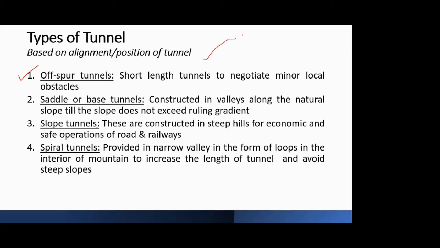So if you have a huge mountain, and the topography is such that, if you see it in 3D, I am showing you the front view. If you see what the extent of this mountain behind is, it is not that much, but it is also not economical to cut this whole thing. So in that case, we go for a tunnel over here, and that tunnel is just for 50 meters or 100 meters or so. That is nothing but off-spur tunnels.